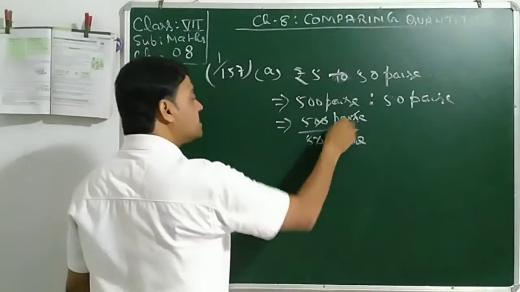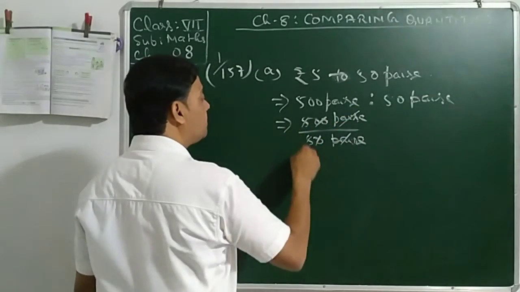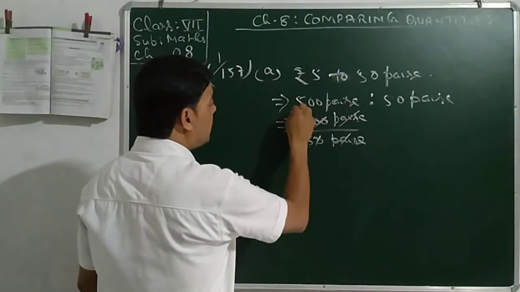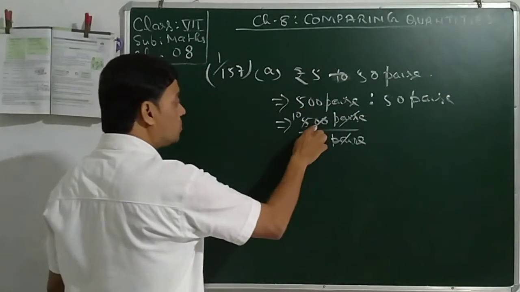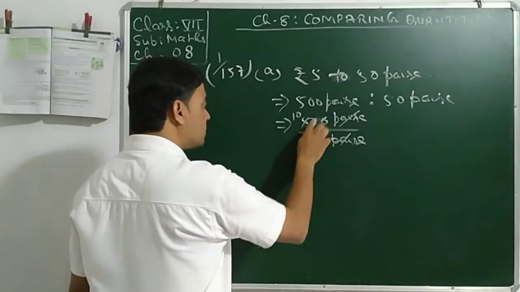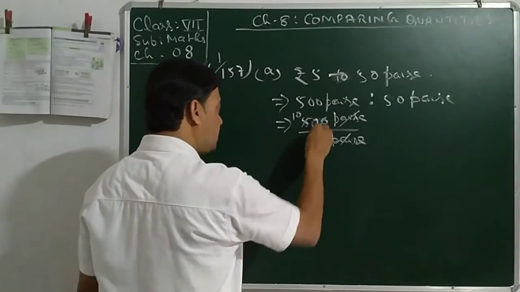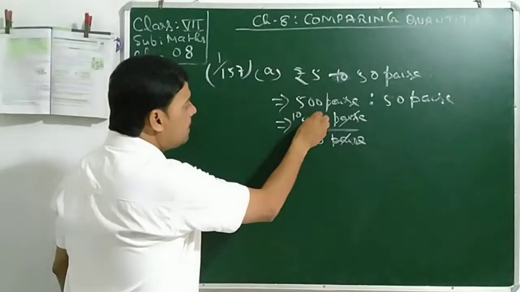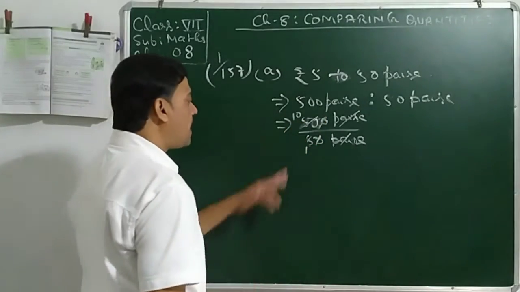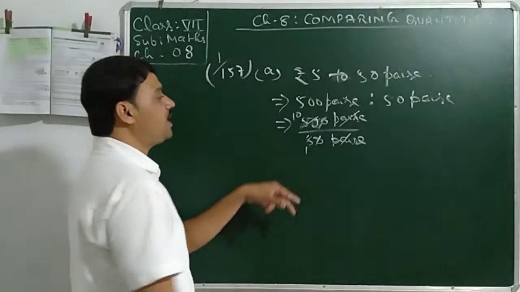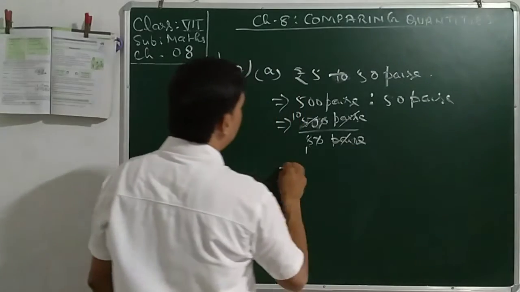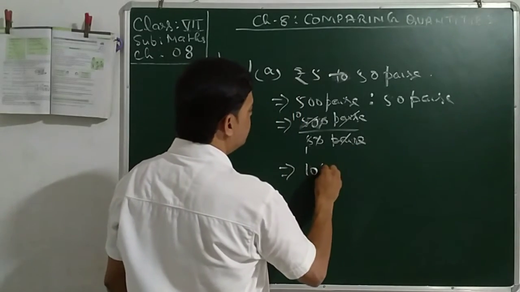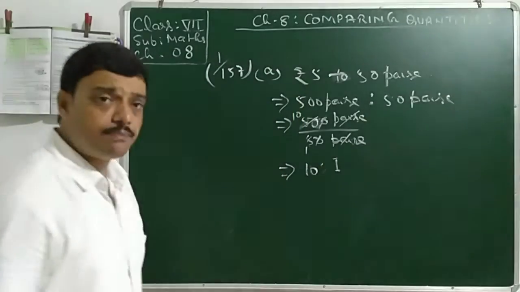5 ones are 5, and 5 tens are 50. Only one 0 will be removed. One 0 will be lying here. 0 0 are reduced, and 5 tens are 50. So 10 is to 1 we got here. It's 10 is to 1. This was the first one.